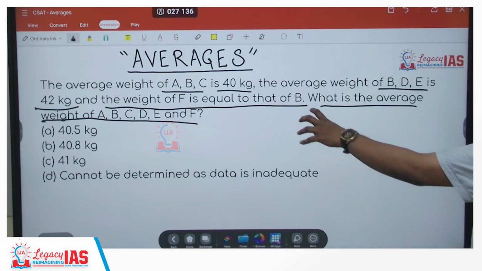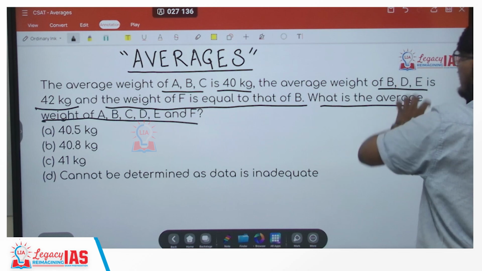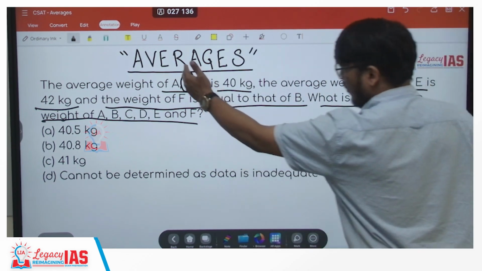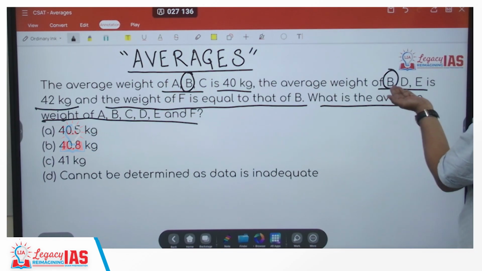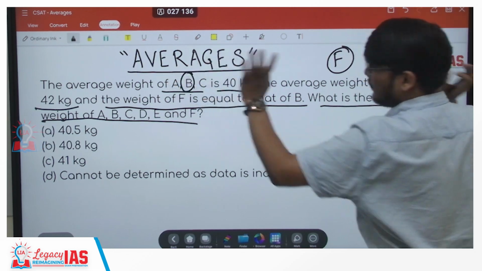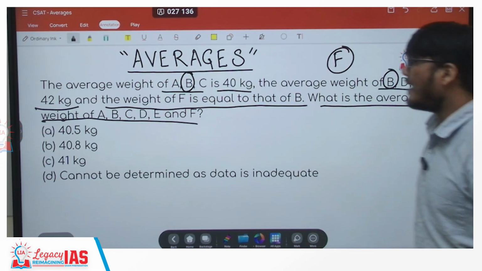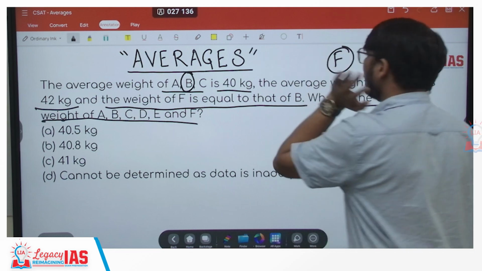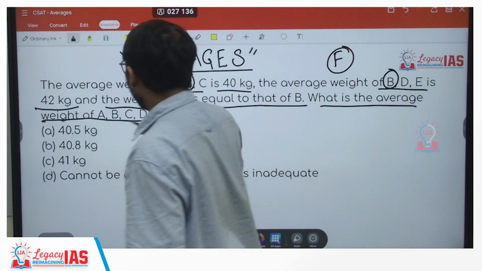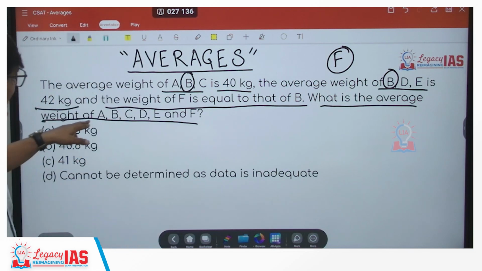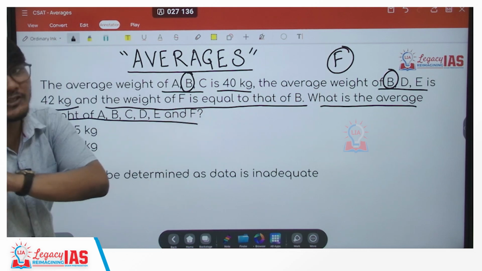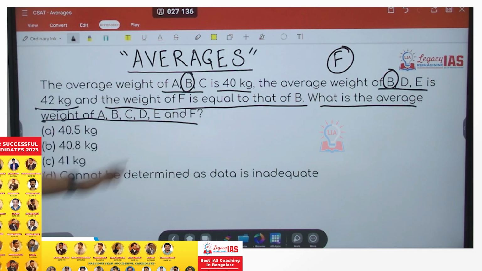So you will clearly see the average of ABC is given, average of BDE is given. B is common here as well as here. But also they have utilized A, B, C, D, E. They have not given F in any of these averages. But they have said that the weight of F is equal to weight of B. So that helps us. Then they have asked what is the average weight of A, B, C, D, E, F. So instead of A, B, C, D, E, F, it could be A, B, C, D, E, again B, because B and F are same. Having said that, let's try to solve it.